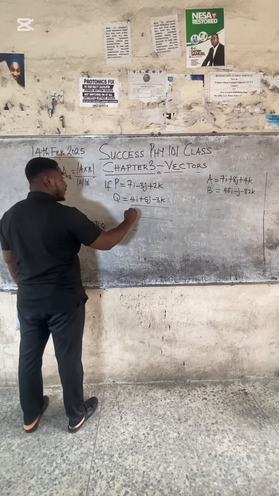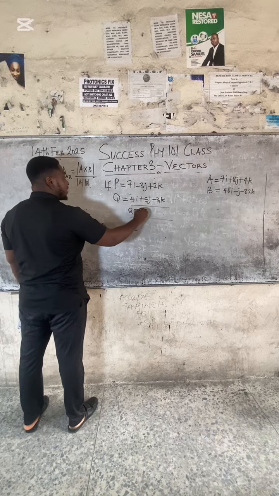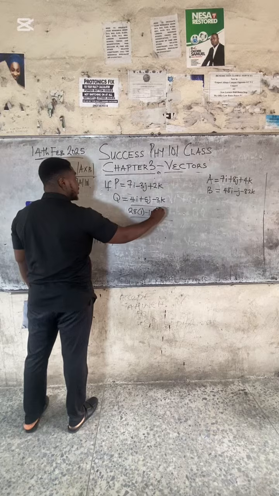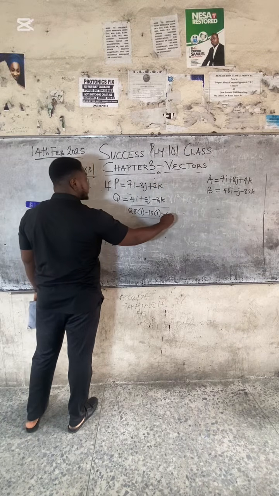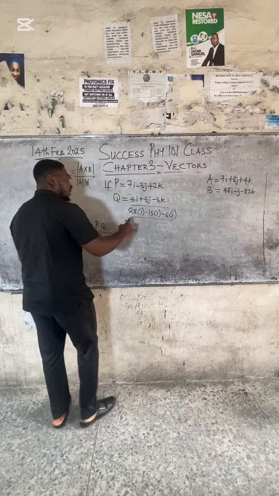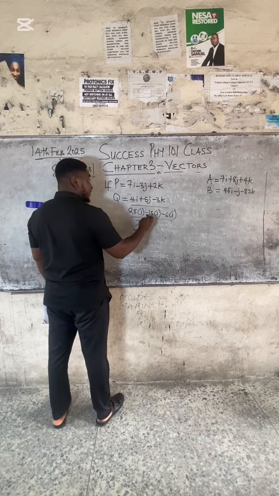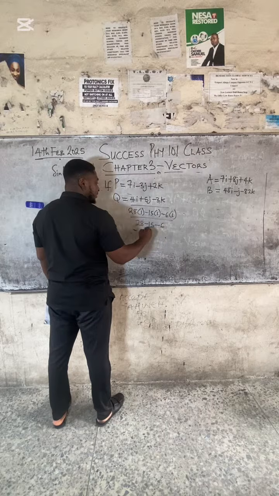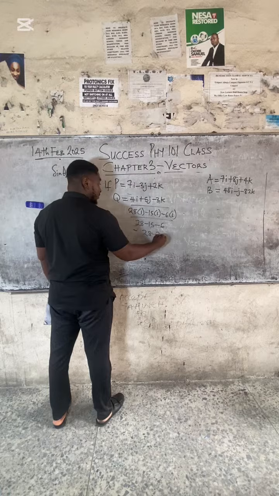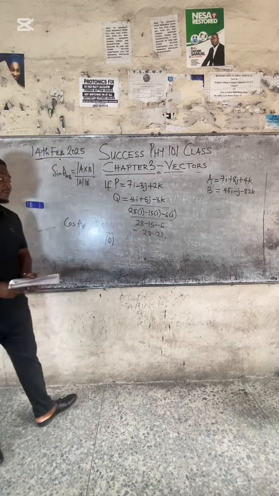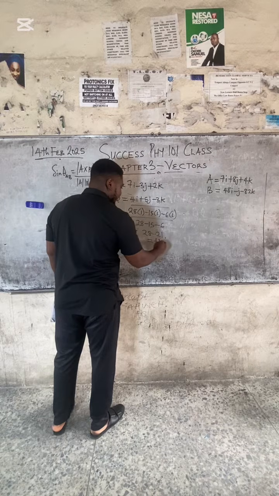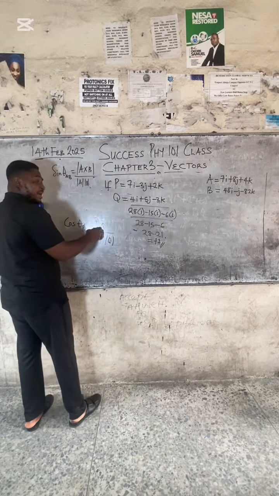7 times 4, 28. I dot I, 1. Minus 3 times plus 5, minus 15. J to J. Plus 2 times minus 3, minus 6. K to K. 28 times 1 is 28. Minus 15 times 1 is minus 15. Minus 6 times 1 is minus 6. 28 minus 15 minus 6: minus 15 minus 6 is minus 21. 28 minus 21 is plus 7. So class, the dot product between P and Q is 7.